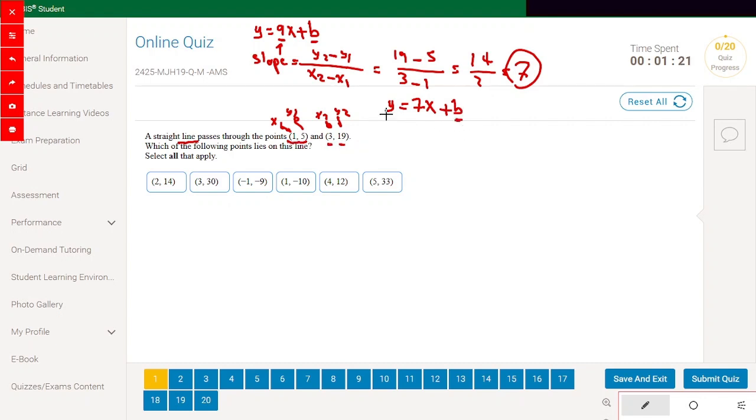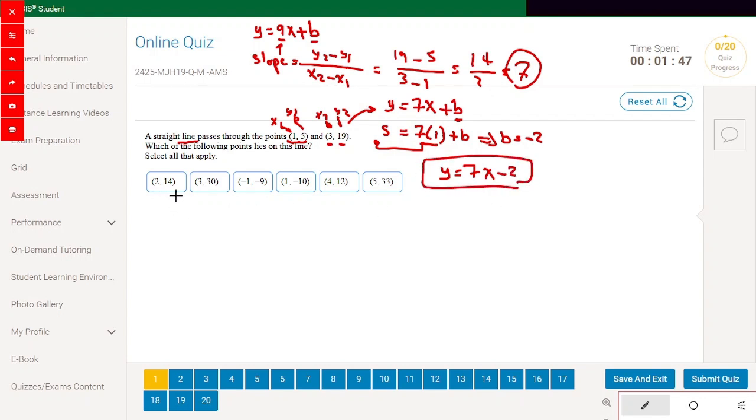So we'll take any of these points and apply it in this equation. Let's take (1, 5). So y, which is 5, equals 7 multiplied by 1, plus b. 7 will go to the other side with minus 7, so b will be equal to -2. So now the line equation is y = 7x - 2.